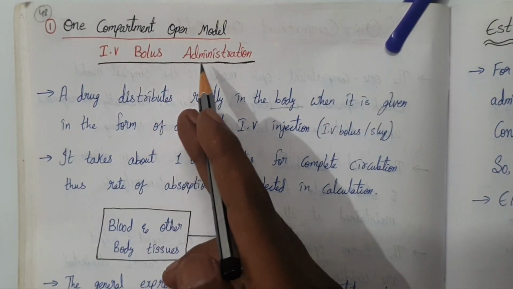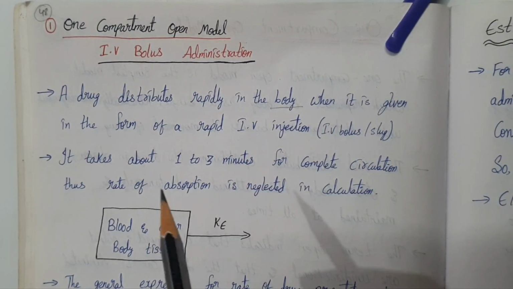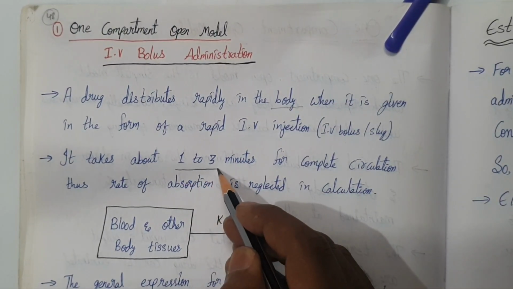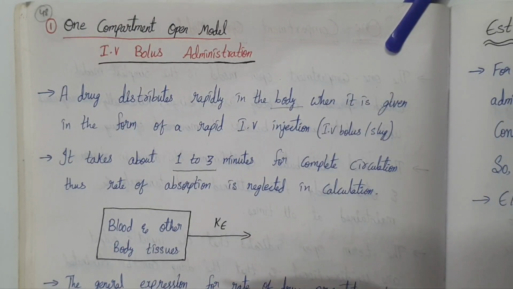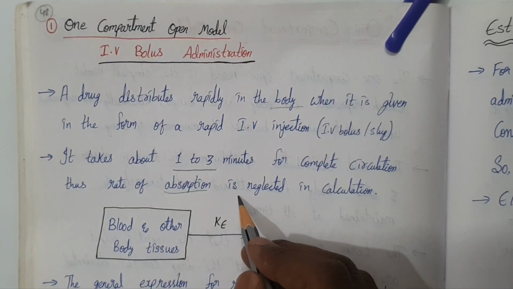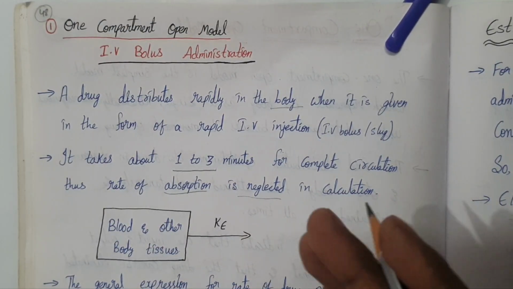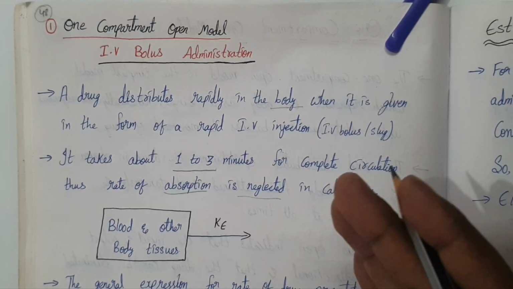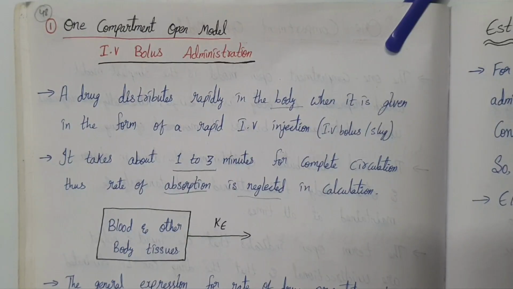In IV bolus administration, the drug is injected quickly into the vein. It takes only about 1 to 3 minutes for the drug to distribute completely. So we assume that absorption is instant and we neglect it. Then the drug starts getting eliminated, by first order kinetics in most cases.